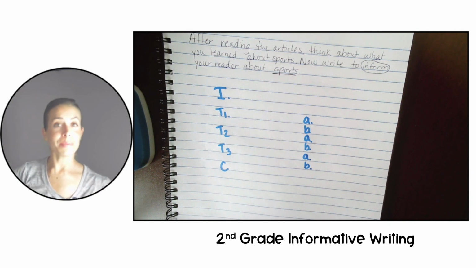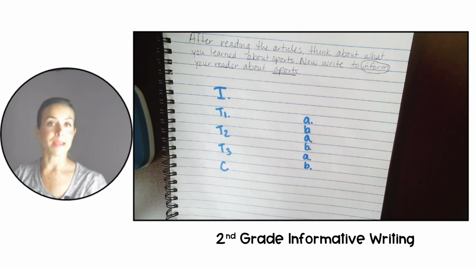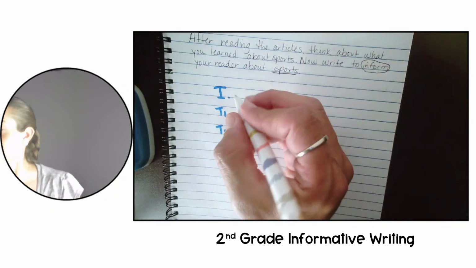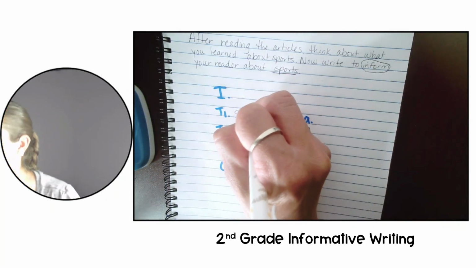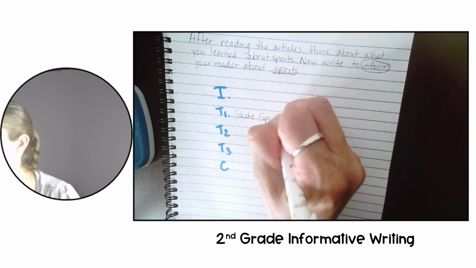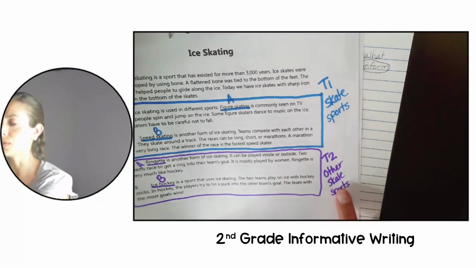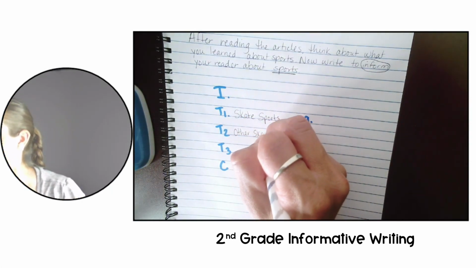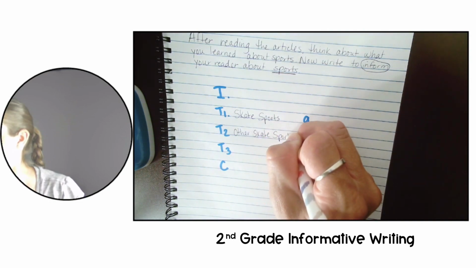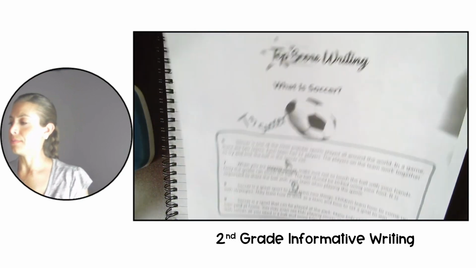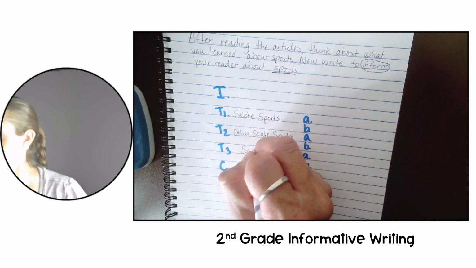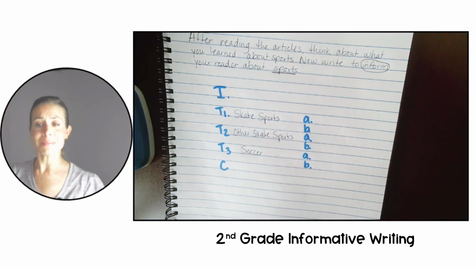Now I just have to go back into my passages and I need to find out what I boxed off and what I labeled as my A and B. So my T1 says skate sports, so I'm going to put in skate sports. My T2 says other skate sports, so I'm going to focus on other skate sports. And then my T3 is soccer. So I'm going to put my 3 topics down.